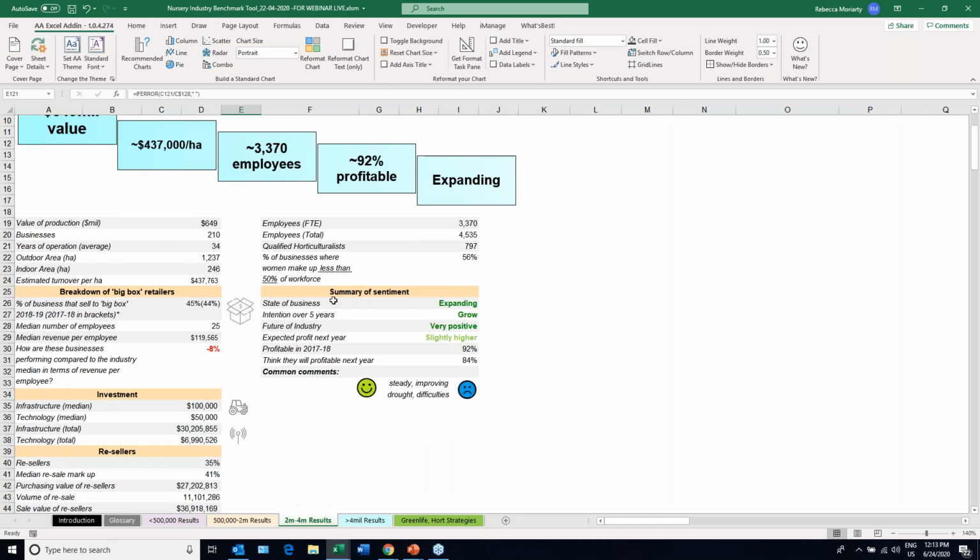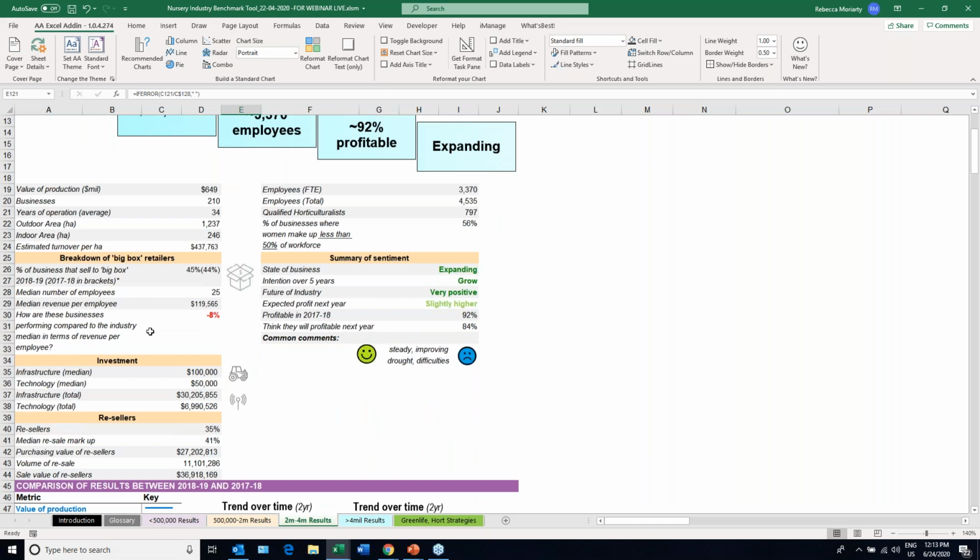Bring your attention to this one, investment. We can see investment in infrastructure and technology, and the median, that's simply taking the businesses in the middle. So just from largest to smallest, straight down the middle, what are you spending? What are you investing? We can see that the median was 100 grand in infrastructure, 50 grand for technology.